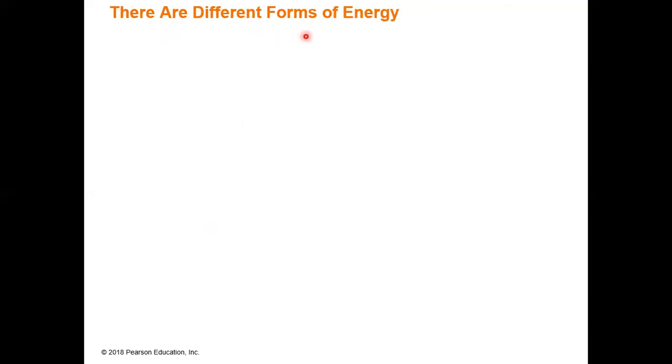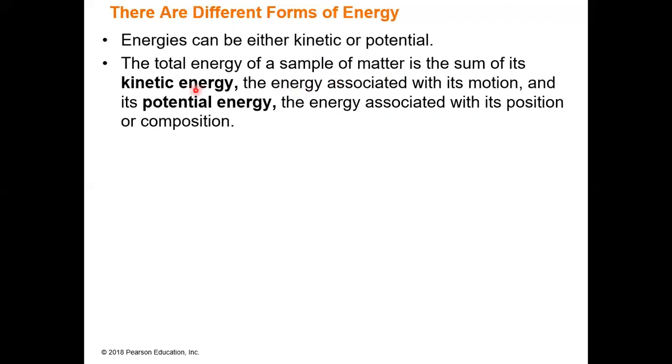There are different forms of energy. Energies can be either kinetic or potential. The total energy of a sample of matter is the sum of its kinetic energy, the energy associated with motion, and its potential energy, which is the energy associated with its position or composition.